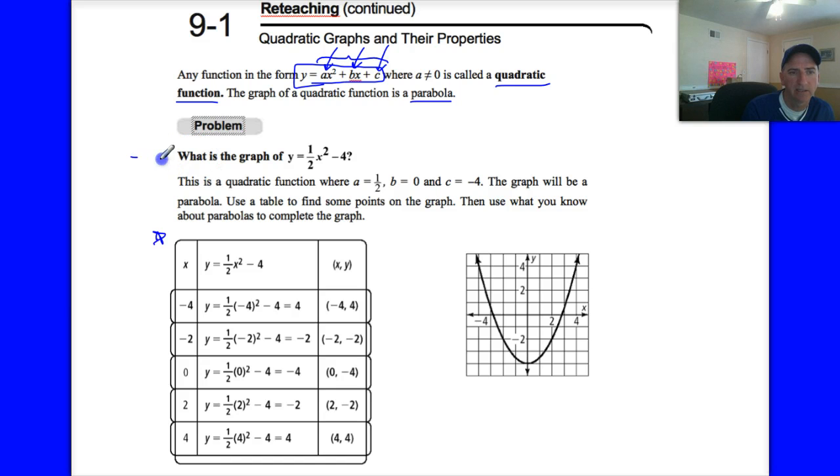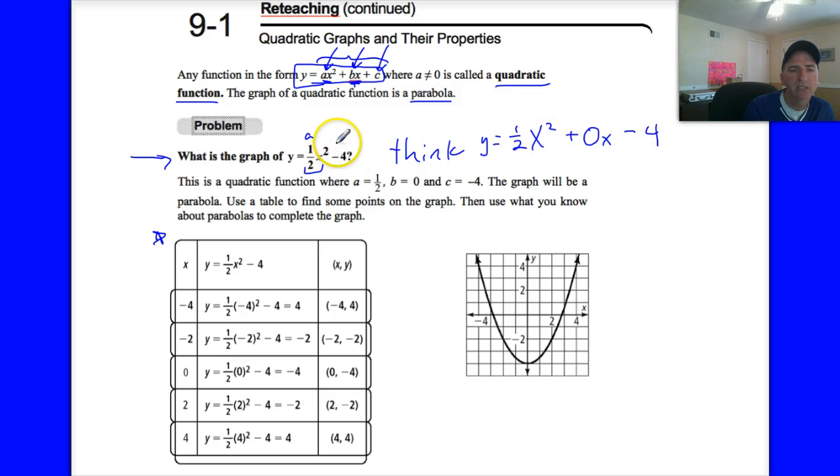So let's say that we have this equation right here: y equals 1/2 x squared minus 4. Think of this as, you know how it was like a x squared? This is kind of like the a. And then notice there's nothing here with b, x. So think of it as y equals 1/2 x squared plus, since there's no b, it's kind of like b is really 0, 0x, minus 4.